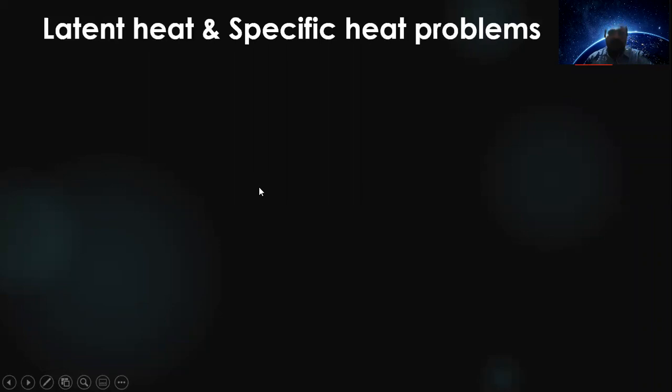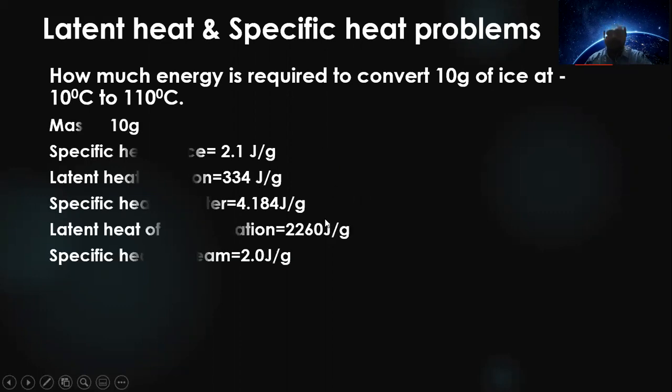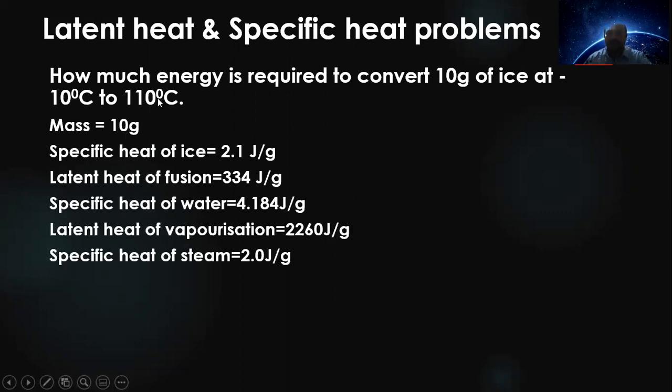Well, today we are going to start with a problem, latent heat and specific heat problems. Here is the question: how much heat energy is required to convert 10 gram of ice at minus 10 degrees Celsius to 110 degrees Celsius? So the values are given: mass 10 grams, specific heat of ice, latent heat of fusion, specific heat of water, latent heat of vaporization, and specific heat of steam. These values are available. How are we going to understand this problem and solve?